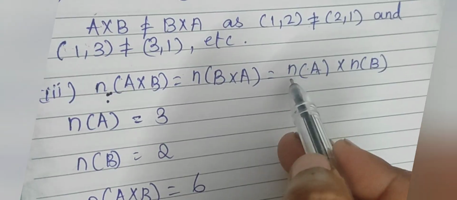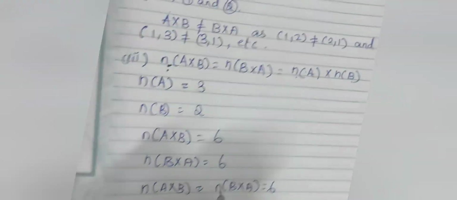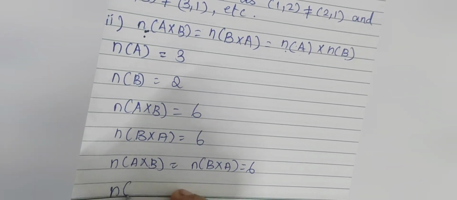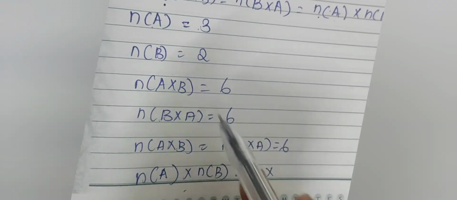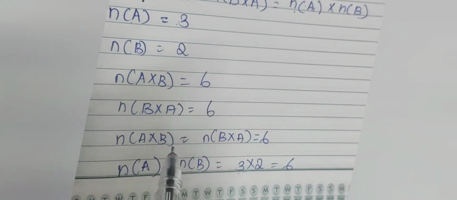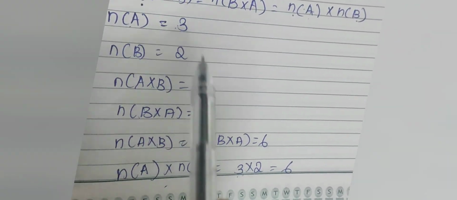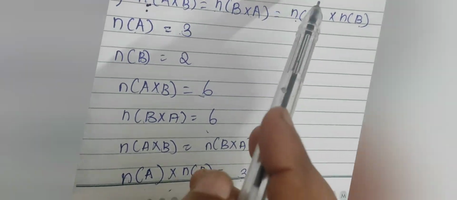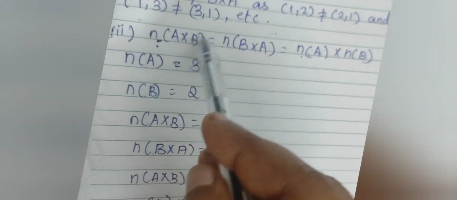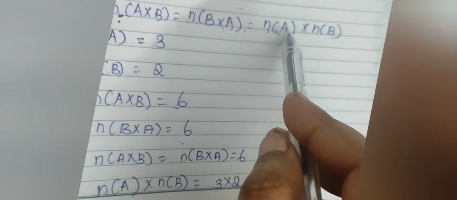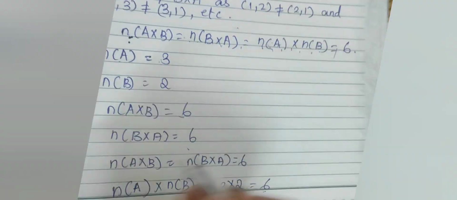So now we have to write the answer for this, n of A cross n of B. So what is the answer for n of A cross n of B? n of A cross n of B is equal to n of A value is 3, n of B value is 2, so 6. Have you noticed this? n of A cross B value is 6, n of B cross A value is 6, and n of A cross n of B is also 6. Therefore, n of A cross B is equal to n of B cross A is equal to n of A cross n of B. It is equal to 6.